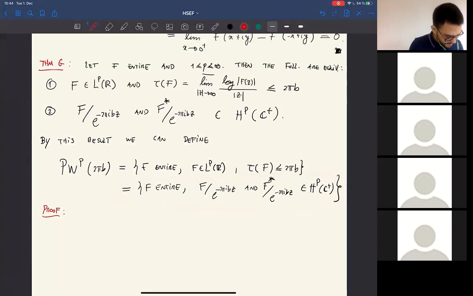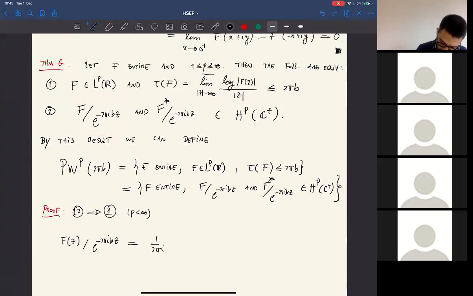So let me prove the easy one. What's the easy one? The easy one, I think, is 2 implies 1. Let's see. Yes, so if a function belongs to the H^p space, what do we know? Let me assume first that p is finite, okay? If p is finite, then we have Cauchy's representation for this function. Let's say I work with this function here first. So we have Cauchy's representation: F(z) divided by e^(-2 pi i b z) equals 1 over 2 pi i, the integral of F(t) divided by e^(-2 pi i b t), times 1 over t minus z, dt from minus infinity to infinity.